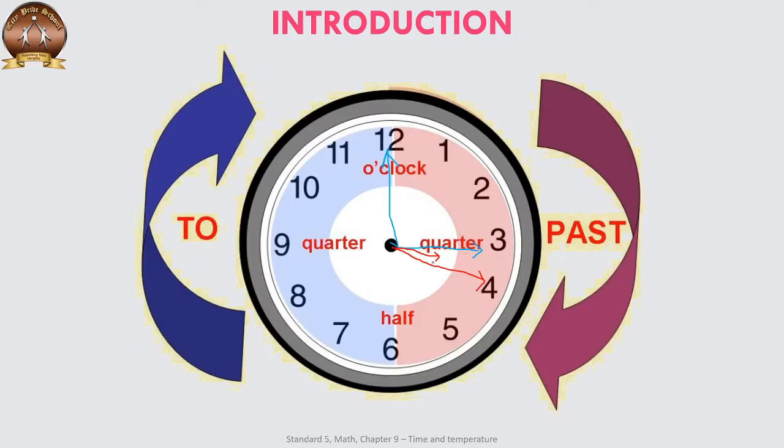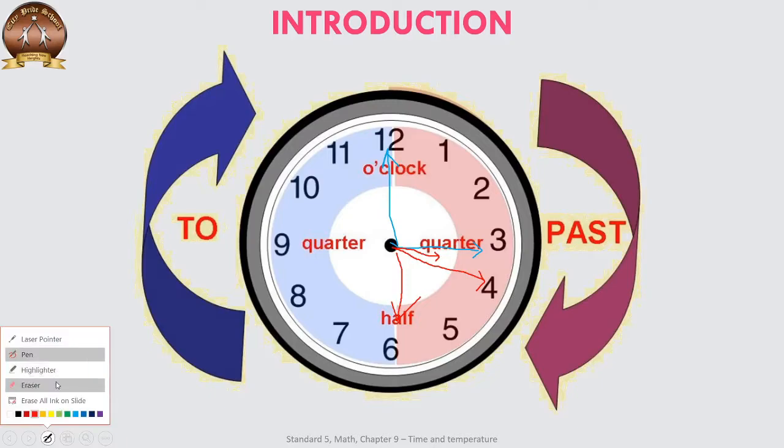When the hour hand is between 3 and 4 and the minute hand is at 6, we say half past 3. When the hour hand is between 3 and 4 and the minute hand is at 9, we say quarter to the next hour, quarter to 4. So this is how quarter past, quarter to and o'clock work.